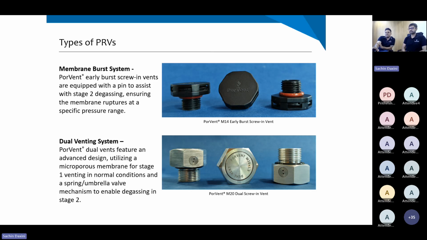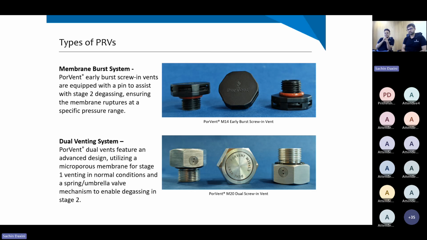So in membrane burst system, there is a sintered porous PTFE membrane which continuously performs pressure equalization, and it gives a stage one breathing function. In case of the high pressure situation or any abnormal situations, the membrane undergoes burst and it gives a clear passage for a high amount of gases to pass through the vent. So that is stage two functionality, as Shantanu sir just described.